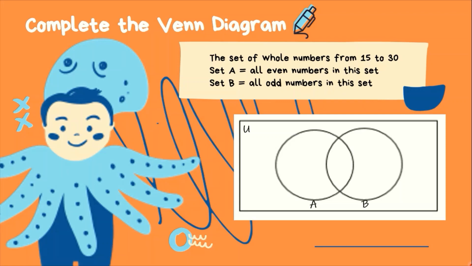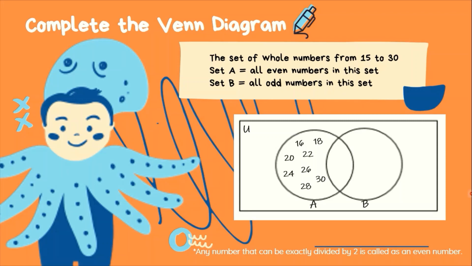So, let's start. Any number that can be exactly divided by 2 is called an even number. So from 15, since 15 is not an even number, let's start with 16. Lalagay natin siya sa circle ng A for even numbers. 18, 20, 22, 24, 26, 28, 30. Since ang set lang dito na rin-represent niya ay 15 to 30, any number less than 15 or larger than 30 ay hindi kasama sa set na ito.